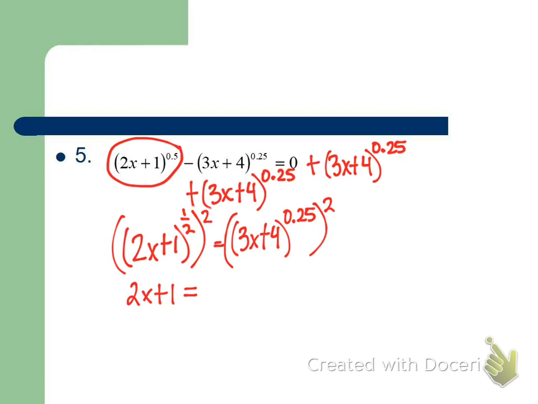2x plus 1 equals, what's the new exponent going to be on 3x plus 4? 1/2. 0.25 or 1/4 times 2 would make it into 1/2. Does that make sense? Why is that 0.25 written as 0.25? Because it's the same as 1/4. If you prefer the fraction, you can write it 1/4. It's up to you. Do you prefer the 1/4? Are we okay so far?